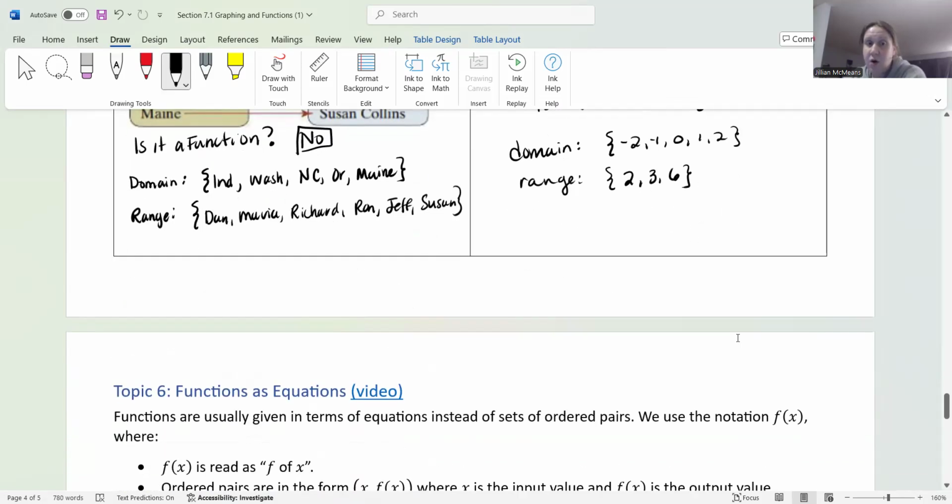In the next video, we will look at functions as equations. So we will do something called function notation, and then we'll look at graphs and how you can really, really quickly tell if a graph is a function or not.